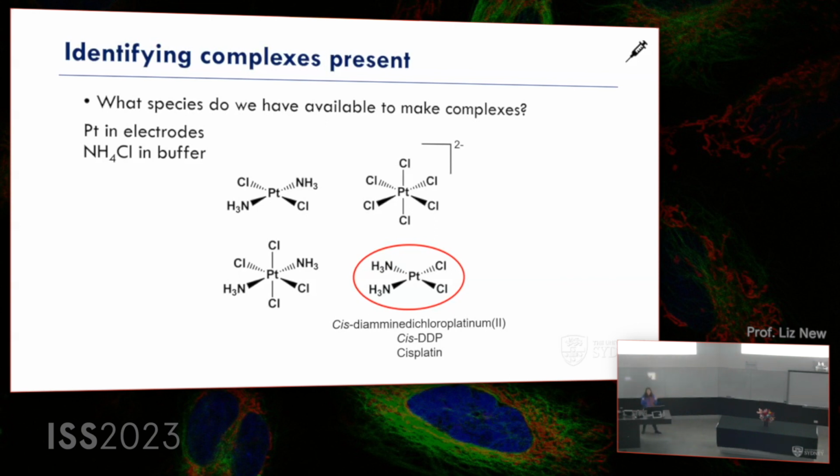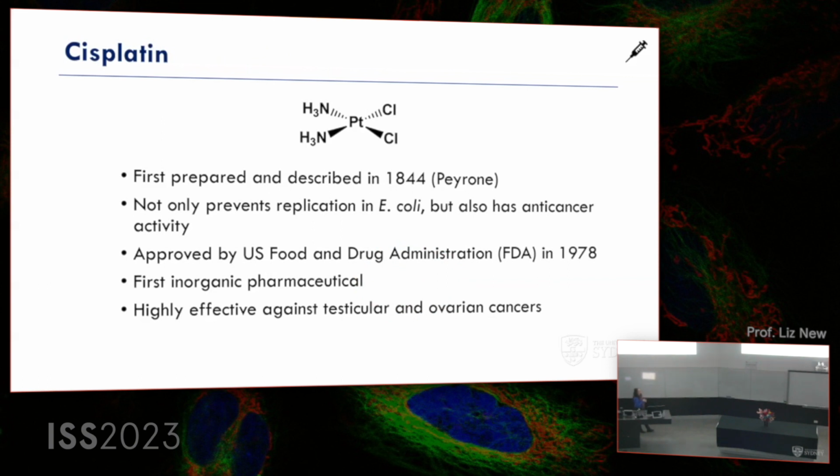Cisplatin was actually already reported. Barnett Rosenberg was not the first person to record it, but what he did was discover that it didn't just prevent replication in E. coli, it also killed cancer cells. So this was the first inorganic compound that was approved by the FDA in 1978, and it proved to be highly effective against testicular and ovarian cancers.